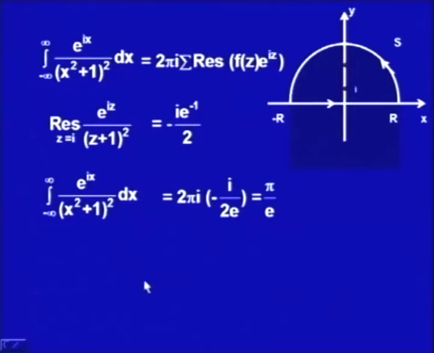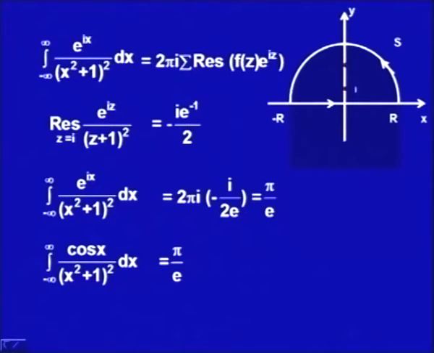So, comparing both the parts, the real part is equal to the real part, which gives me the integral from minus infinity to plus infinity of cos x/(x² + 1)² dx equal to π/e. So, we were able to prove this formula.